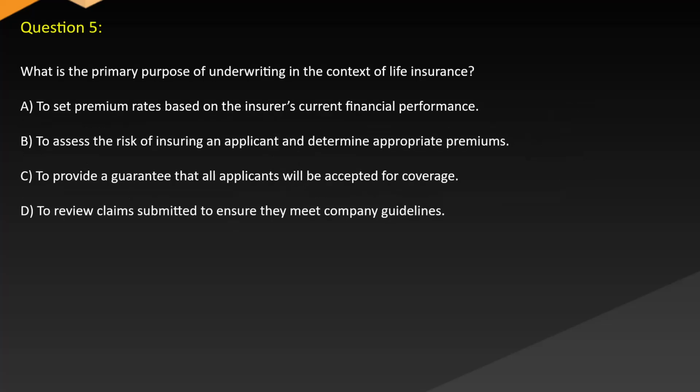D. Question 5. What is the primary purpose of underwriting in the context of life insurance? A. To set premium rates based on the insurer's current financial performance. B. To assess the risk of insuring an applicant and determine appropriate premiums. C. To provide a guarantee that all applicants will be accepted for coverage. D. To review claims submitted to ensure they meet company guidelines.